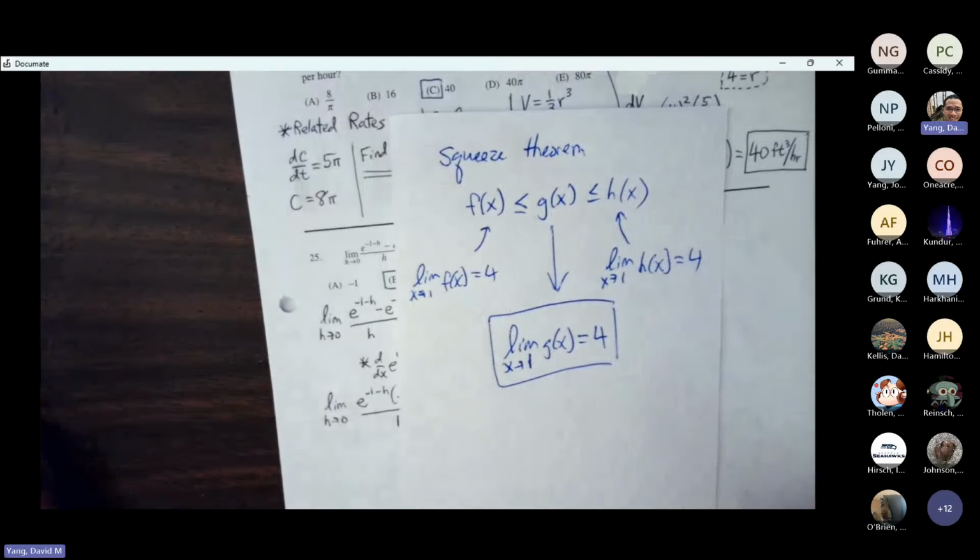That's basically squeeze theorem. And then, do we have to know integrals like the integral of tangent or the integral of arcsine? Very unlikely. Yeah, very unlikely.